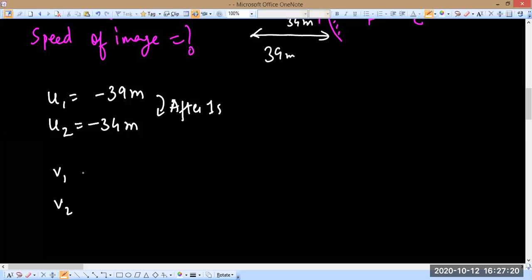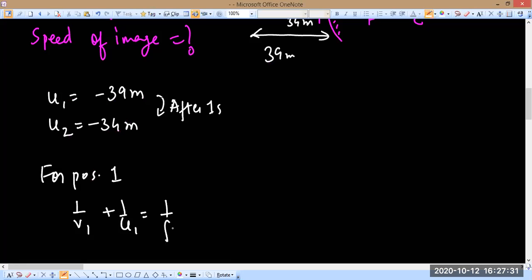Then we will know how much the image has moved, right? Okay, so let's find v1. So for position 1, 1 by v1 plus 1 by u1 equal to 1 by f.